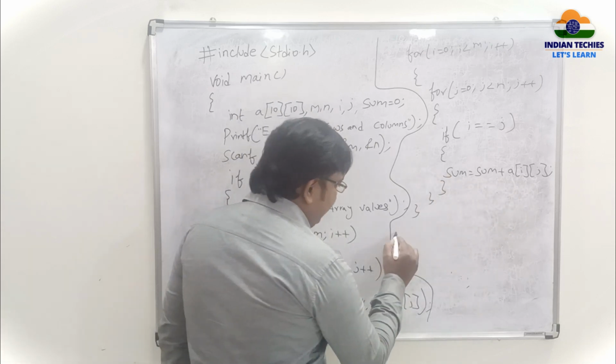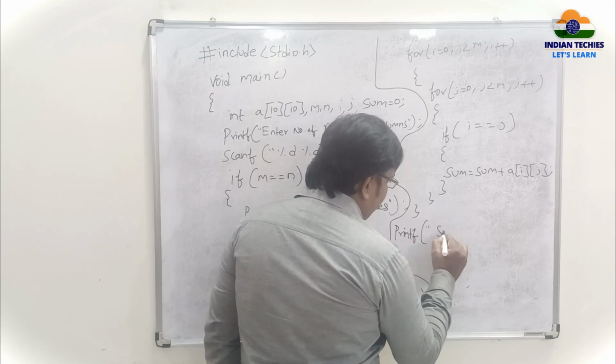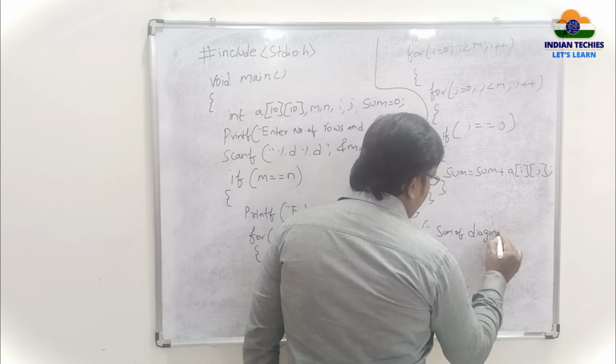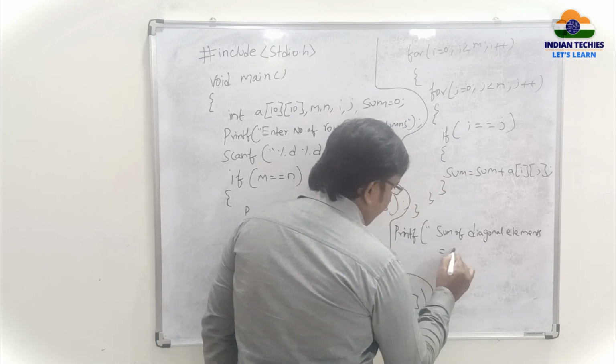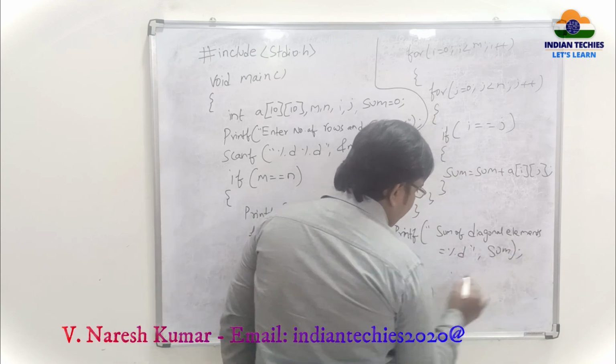Once the loop is completed, how do you write the output? printf("Sum of diagonal elements is equal to %d"). What is this %d? Sum. So close main.